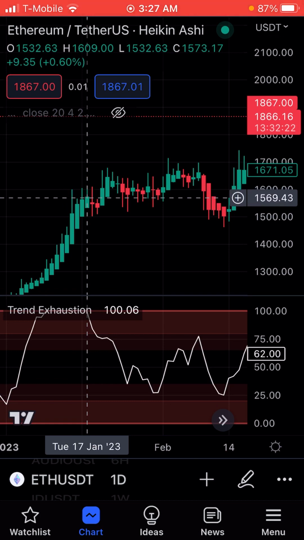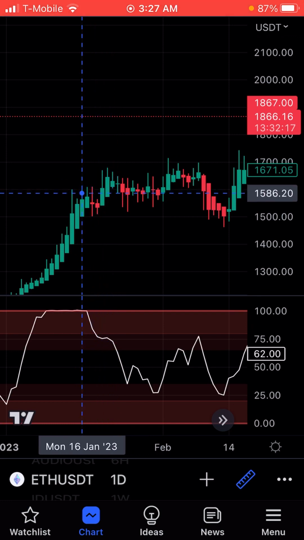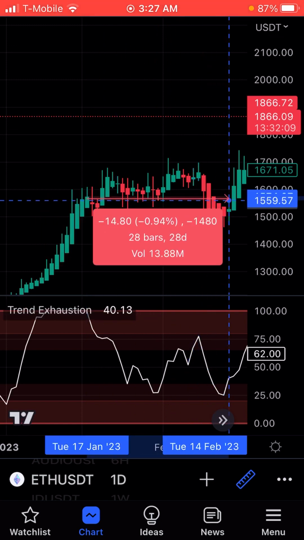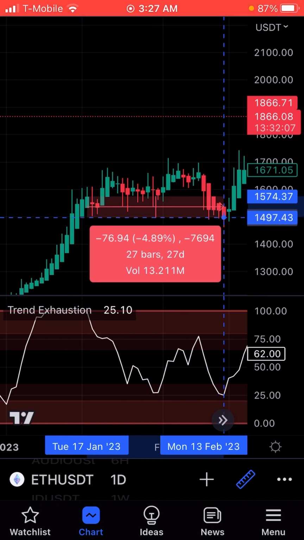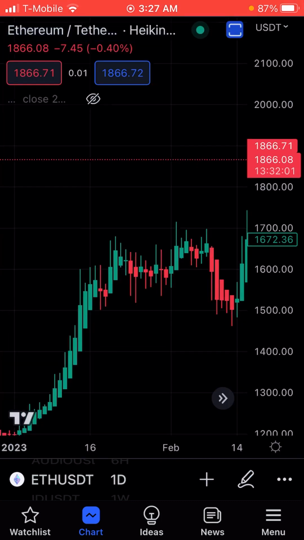Now I want to try and find a recent one. See, this is the top, so in this scenario I would have done a short, and I would have written it out till about here. Just 27 days, made about 5%. Sometimes you have to wait a long time just to get those gains.